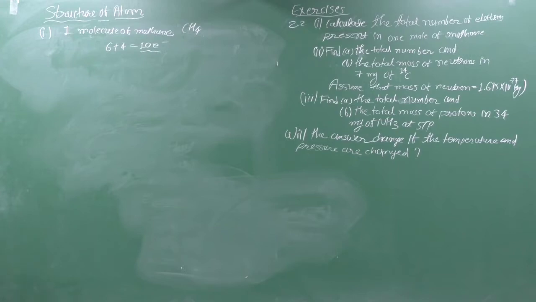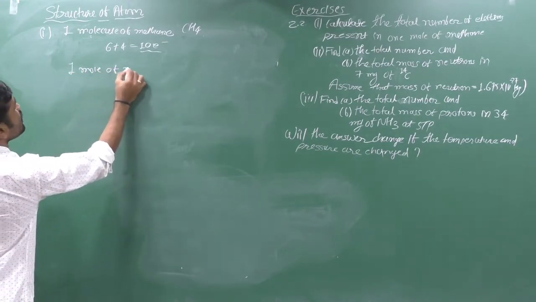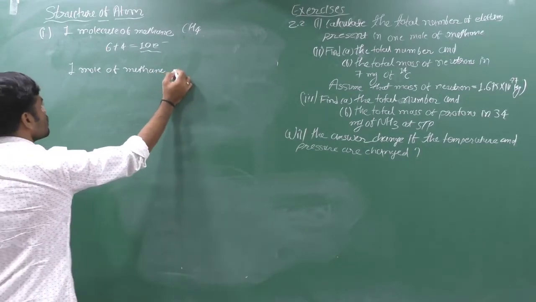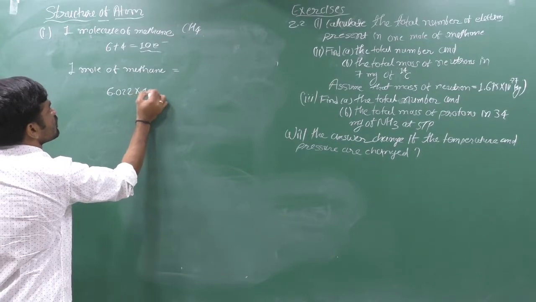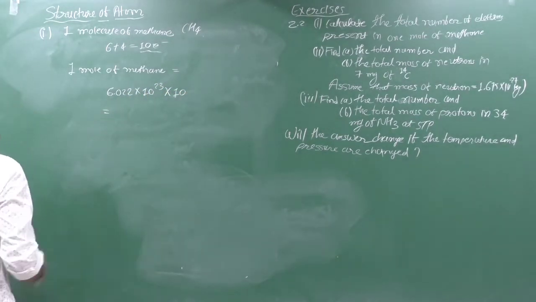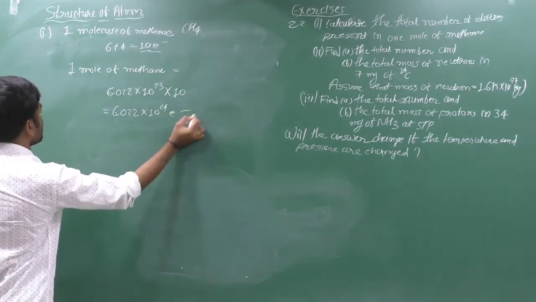But here we are asked for 1 mole, so how many are there in 1 mole? 1 mole of methane is equal to, now what do we write here? 6.022 into 10 raised to 23 into 10 is equal to 6.022 into 10 raised to 24 electrons.